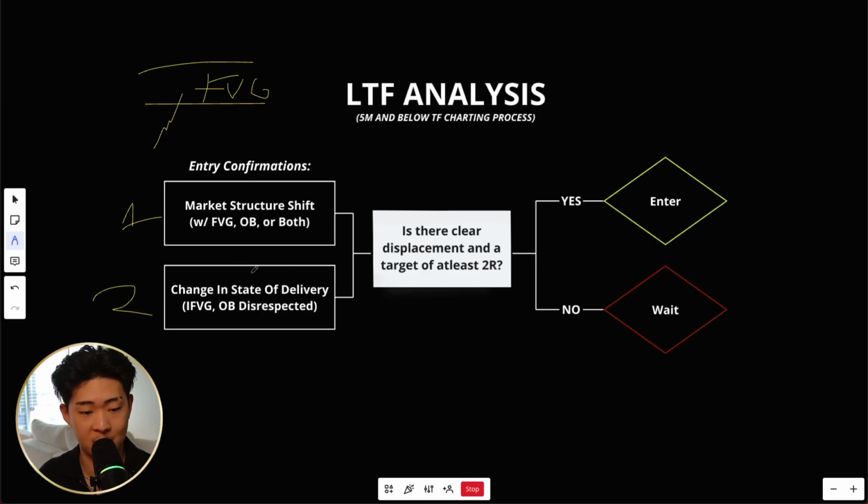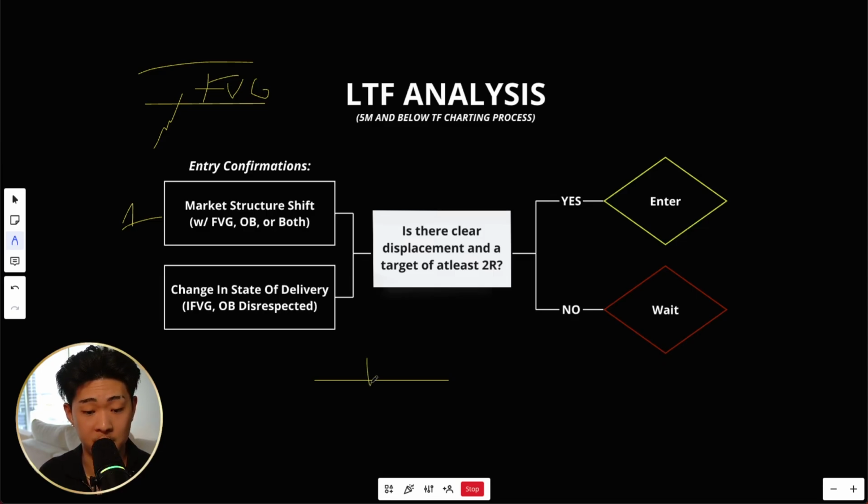You only need to see one of these. You may end up seeing both. The first one is a market structure shift with a fair value gap, order block, or both. And we're going to get on the charts right after this, so don't worry, we're going to get into some examples. You want to see price respect this level.